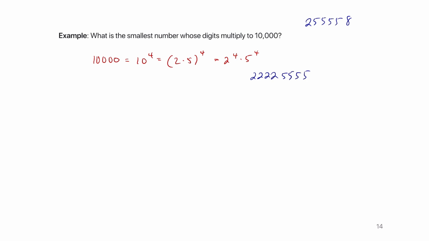Here we want to be greedy in the sense that we want the smaller numbers at the front and the bigger numbers at the back, because the numbers at the back are weighted less and the numbers at the front are weighted more. So obviously this is smaller than 5, 5, 5, 5, 2, 2, 2, 2. That's clear, right?